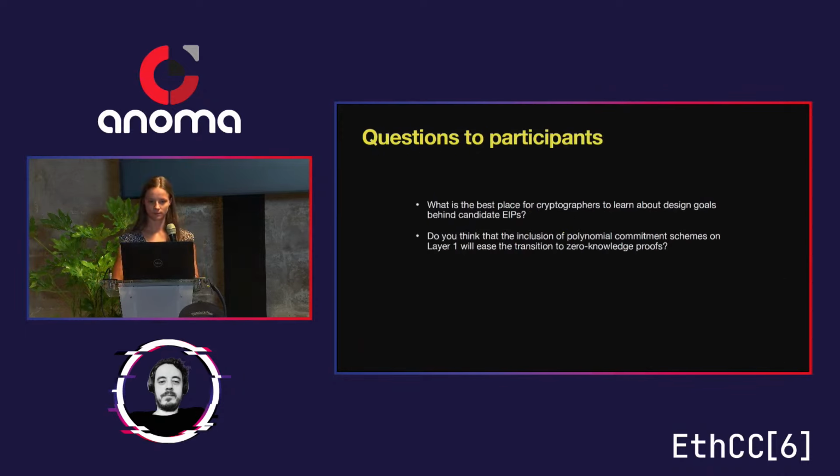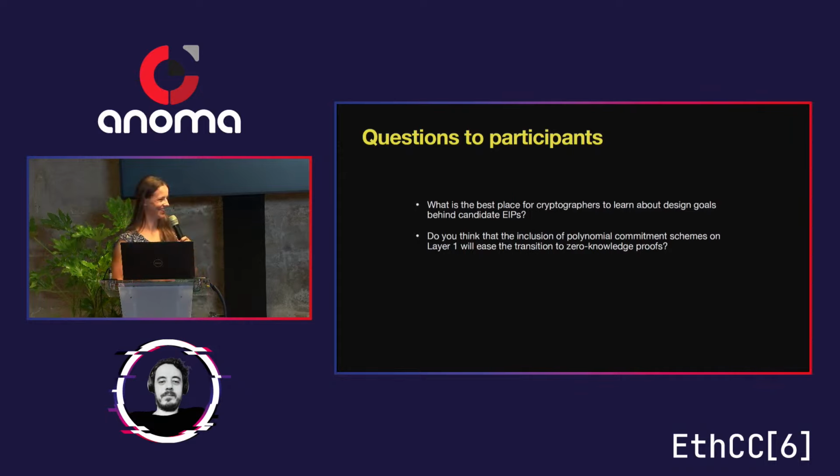So back to a couple more questions. Because of data availability, which is completely unrelated, we are now in a position where polynomial commitment schemes are going to be used on layer 1. Do you think that this will ease the transition to zero-knowledge proofs, considering they're a fundamental building block, or do you think there's still lots of barriers? Maybe show of hands, who thinks yes? And who thinks no? I would probably be more interested by the no answer, I think.